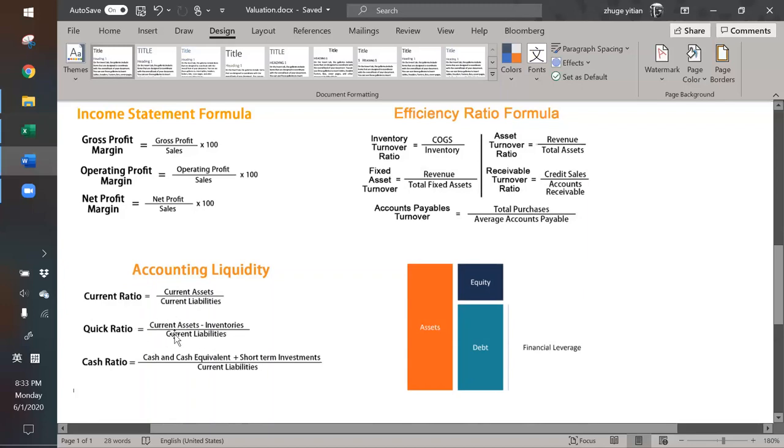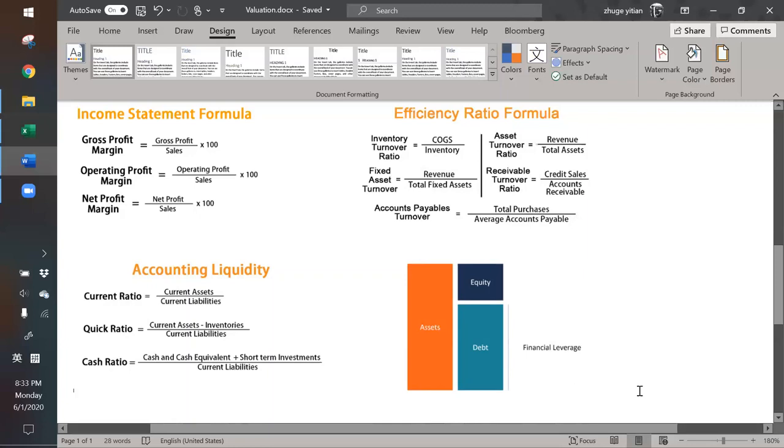Understanding the trend of the quick ratio will help you gauge the company's liquidity and financial strength over time. The last one is leverage. Leverage tells us the level of debt in a company. We all know that assets equal equity plus debt.